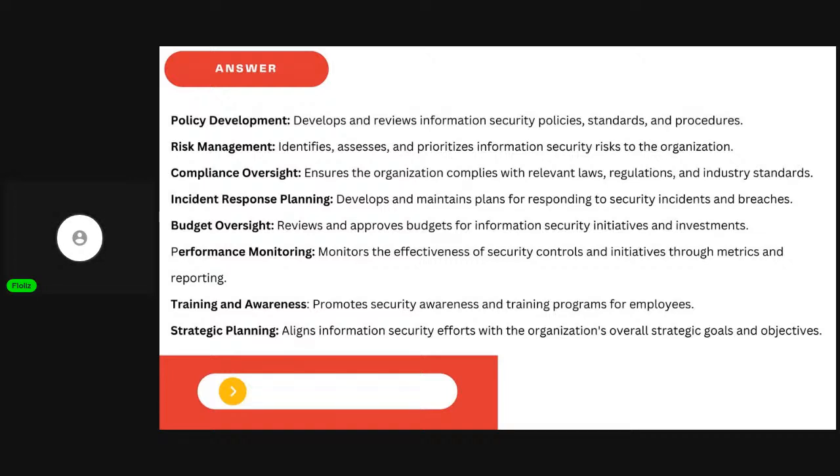We also discussed the responsibilities of the Information Security Steering Committee, which include policy development, risk management, compliance oversight, incident response planning, budget oversight, performance monitoring, training and awareness, and strategic planning. And we also advised you on the frequency of the meetings.